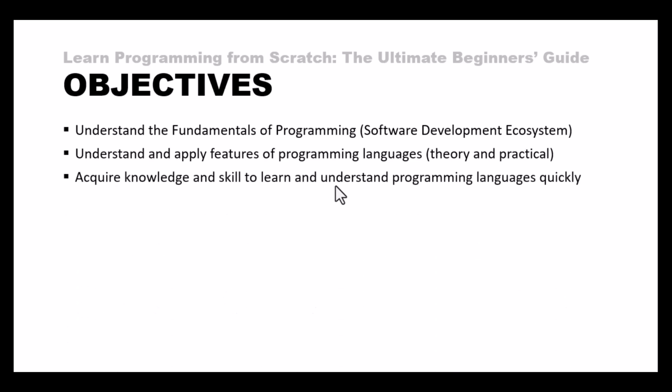The third objective is to ensure that you acquire knowledge and skill to learn and understand programming languages quickly. So after you're done with this course, the objective is that you should be able to find any programming language, new or old, and when you take a look at it, learn for a short period of time, and you get to understand the basic and advanced concepts in that programming language. So just simply acquire knowledge and skill to learn and understand programming languages quickly.